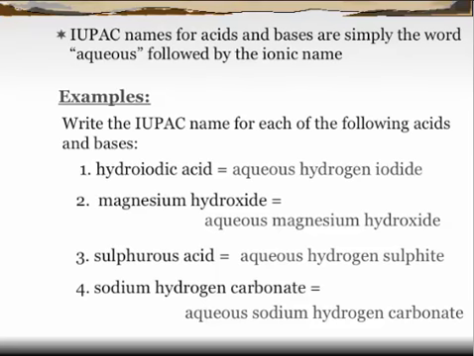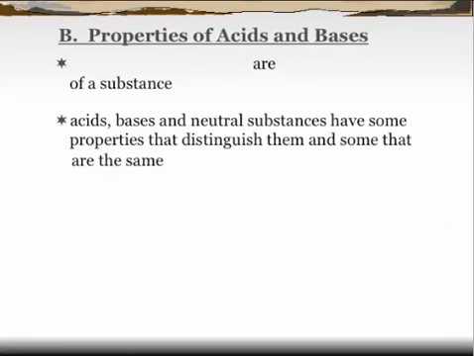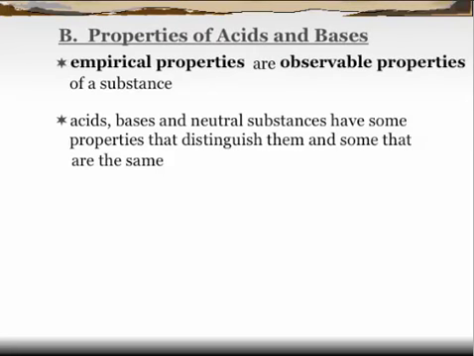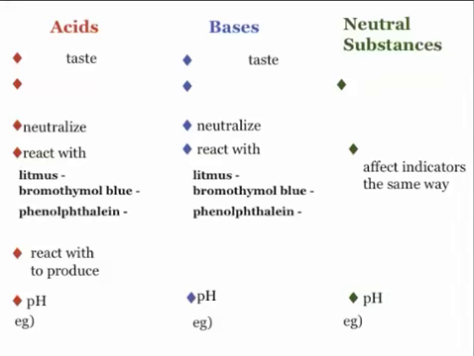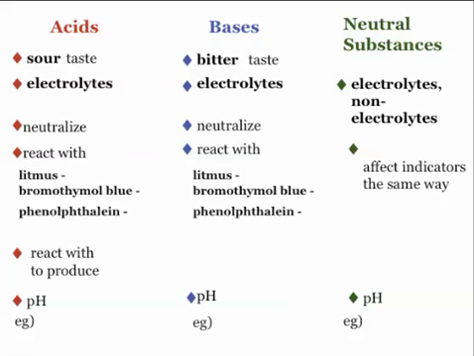Okay. Now, if we look at properties of acids and bases, empirical properties are observable properties of a substance. Acids, bases, and neutral substances have some properties that distinguish them and some that are the same. So, let's look at these properties, shall we? So we have acids, bases, and neutral substances. Okay? Acids are sour to taste, whereas bases are bitter to taste. Okay? Acids are electrolytes, bases are electrolytes, and neutral substances can be electrolytes or non-electrolytes. The important part here is that both acids and bases are electrolytes.